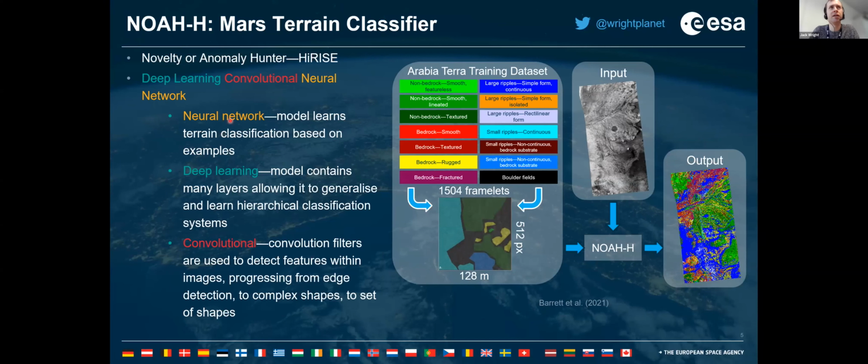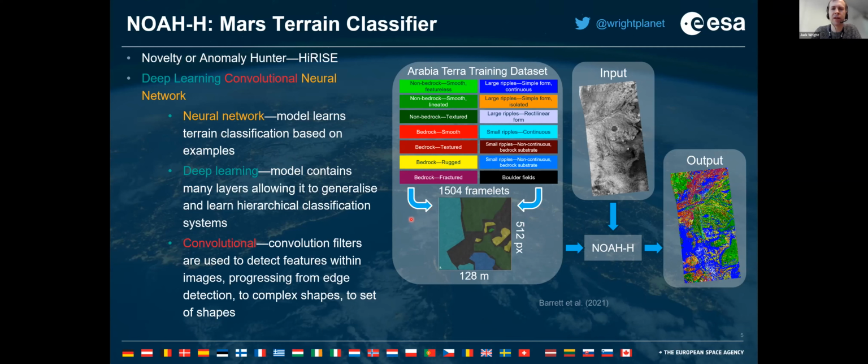So NOAH-H is a deep learning convolutional neural network. And whenever I started this work, I was no expert in machine learning. So I needed to have all of these different terms broken down. So I'll break them down for you as well. The important thing to take away from the neural network part is that this is a model that learns from a training data set to make its classifications when it's introduced to new data. And so that's what this part of the slide is showing you here.